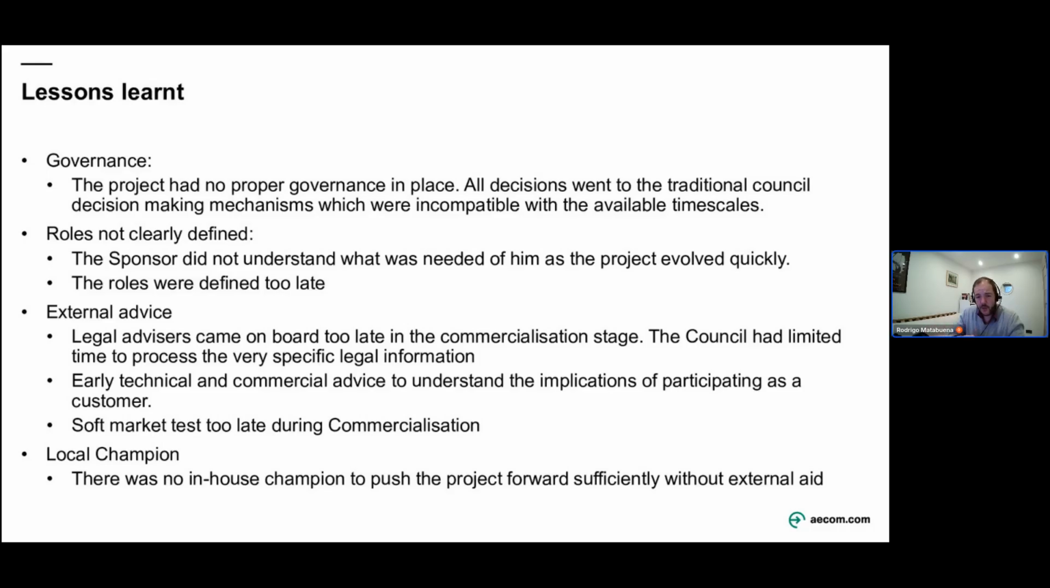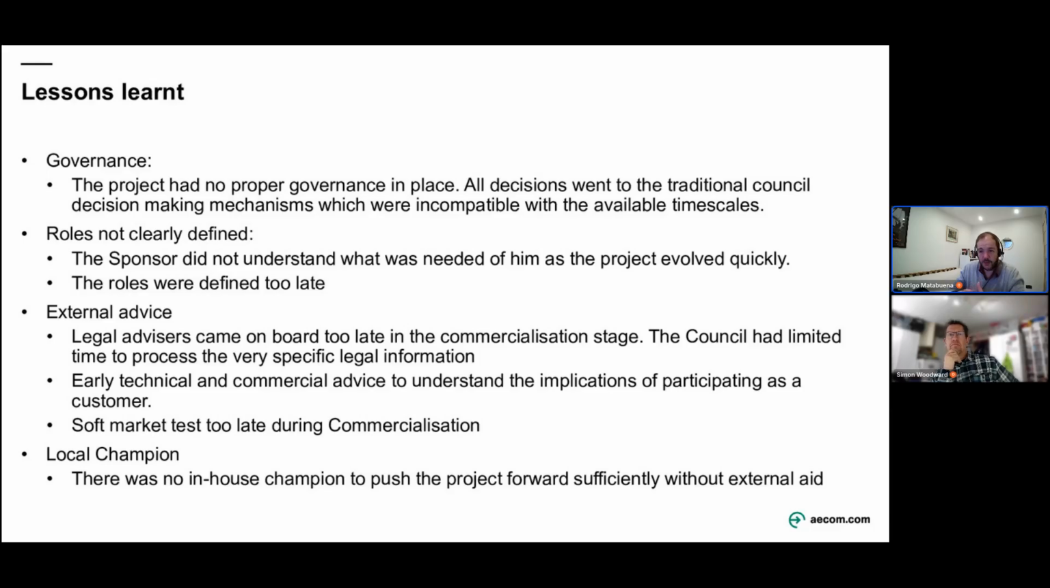External advice. We didn't have enough external advice early enough in this project. Specifically when it's a very dynamic project, a changing landscape on a regular basis, and there is not enough in-house capacity, it was even more complicated for the council to make those decisions that were needed. Therefore, engaging with legal and commercial advice early in the process will be very, very beneficial.